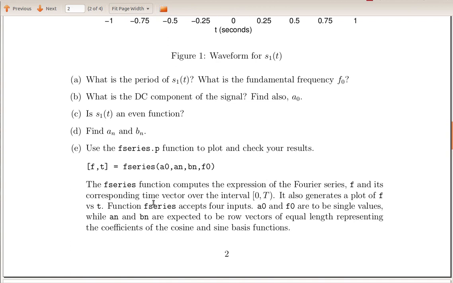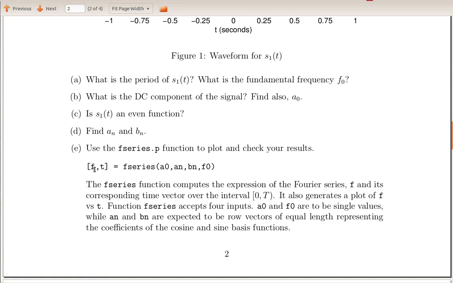Okay, so now let's use the f-series.p function to plot and check my results. I coded this f-series function for you just to help you check your results. It takes in 4 arguments. It takes in the a0 that you calculated, which should be a single value, and it also would like to take the first n coefficients of an and bn. You actually have to feed it a vector of numbers. We'll see that in the code in a little bit. The code also expects that an and bn are of the same length. Now, f0 simply reflects your fundamental frequency. That's for plotting purposes.